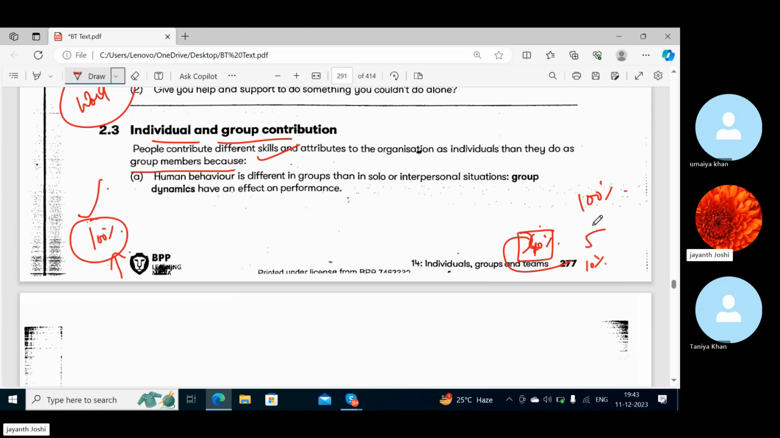So we cannot know the individual's performance in a group. That's the reason why we take that as a group performance. So people contribute different skills and attributes to an organization as individuals than they do as group members, because human behavior is different in groups than in solo or interpersonal situations. Group dynamics have an effect on performance.